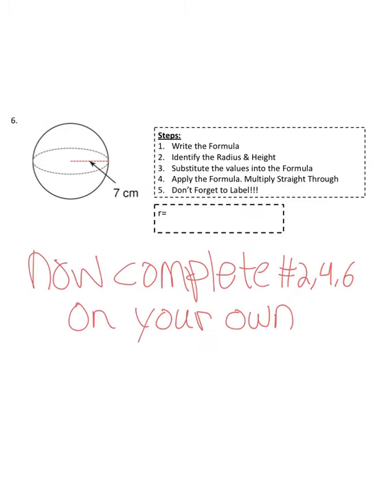All right, so now on your own, I want you guys to complete problems 2, 4, and 6. Make sure you use problems 1, 3, and 5 as an example and a reference. You want to follow those same steps and the same process, but we're just using different numbers. Remember, these are the 5 steps you're going to be using. The most important part is to make sure that you're using the right formula. So you need to use your notes.